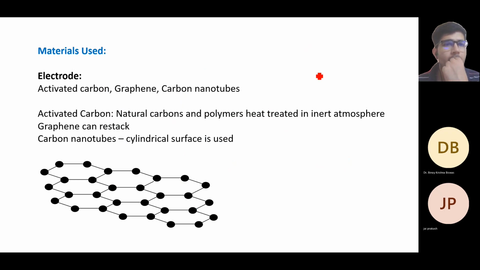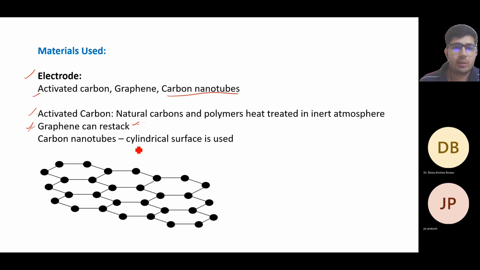These are the materials used for electrodes: activated carbon, graphene, and carbon nanotubes. Activated carbon is natural carbon and polymers heat treated in an inert atmosphere. Graphene can restack into graphite when you use it, so you have to look into that also. In carbon nanotubes, a cylindrical surface is used.